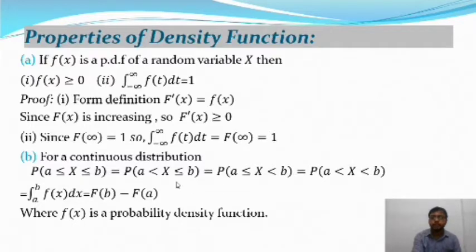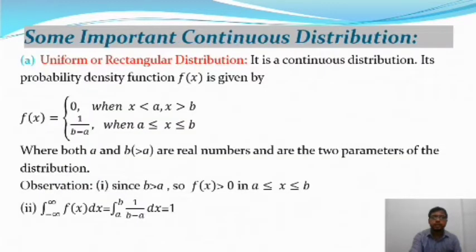So this will happen only when the function f(x) is a probability density function, and the function is continuous in the interval a to b. This is the second property of the probability density function. After that we will talk about some important continuous distributions. First we will take the uniform or rectangular distribution.